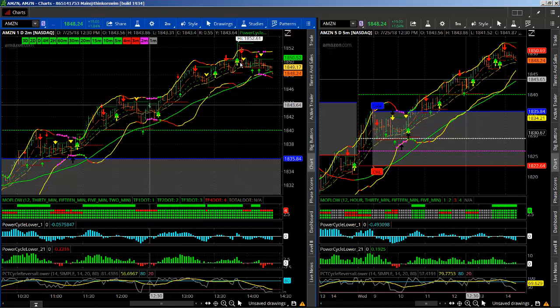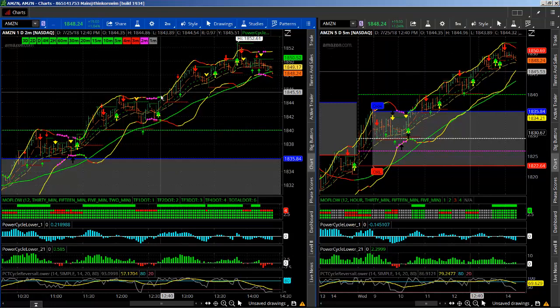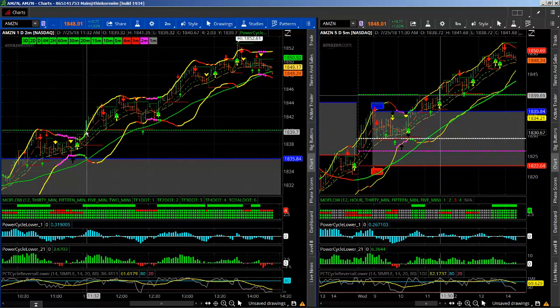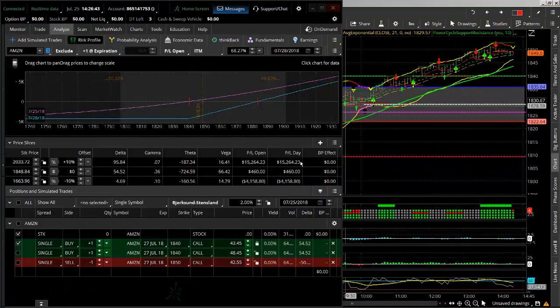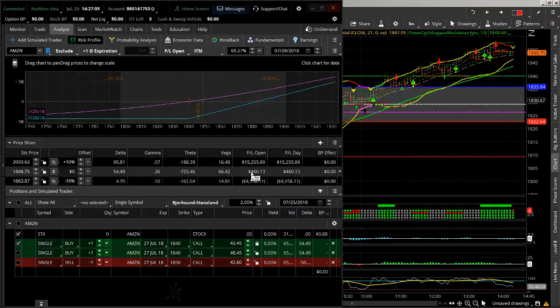A great way to do this is also by using options. Here would be the option trade setup that you could have done on that break of 1840 on Amazon. You buy the 1840 strike. Here's the 1840 strike Amazon for this week's expiration, 27 July. You could have picked that up as it was breaking out for 43.45 per option contract. And now with it trading up here at 1848, that contract is at 48.45, so it's up $460 on that one contract.